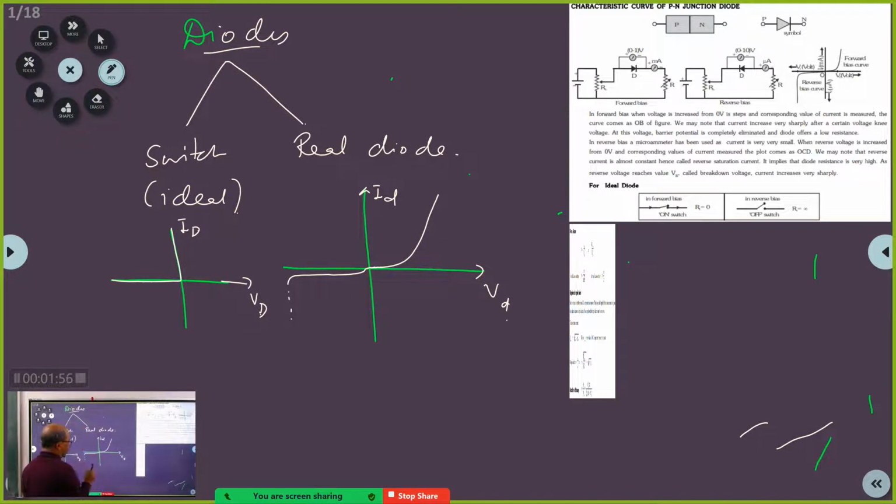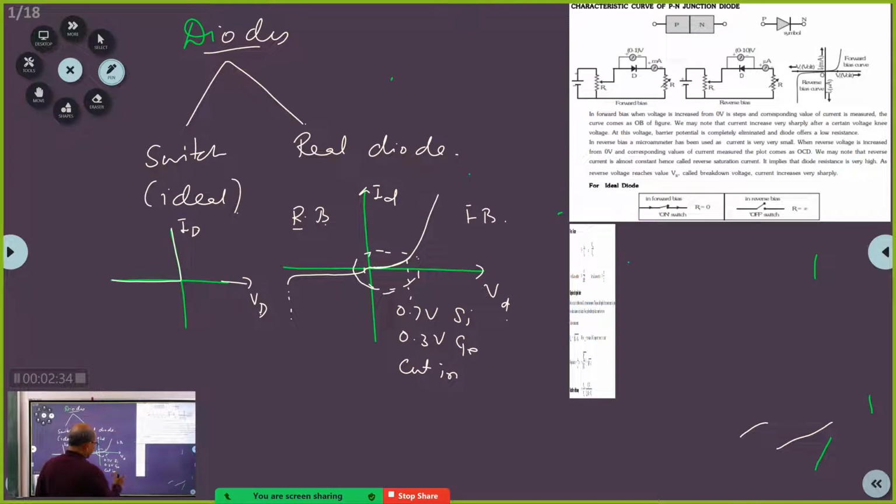Here the most important thing is, this region is the forward bias region, and this region is the reverse bias region. Now we have discussed at length what is there at this point, and why it happens like that here. Because the depletion layer is still breaking, still becoming narrower and narrower, and by this time we say the depletion layer will vanish. 0.7 volts for silicon and 0.3 volts for germanium, and we call this point the cut-in voltage. Correct?